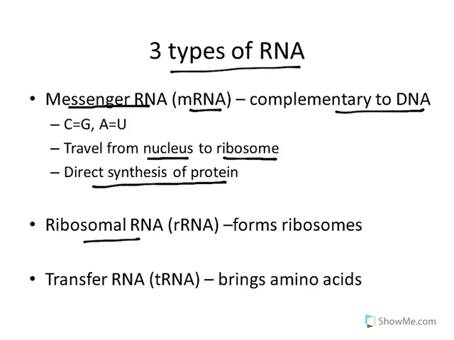Ribosomal RNA, also called rRNA, is going to be found at the ribosomes and will assist in the translation process. And then transfer RNA, or tRNA, its job is going to be to bring an amino acid, a specific amino acid, to the messenger RNA during the synthesis of proteins.